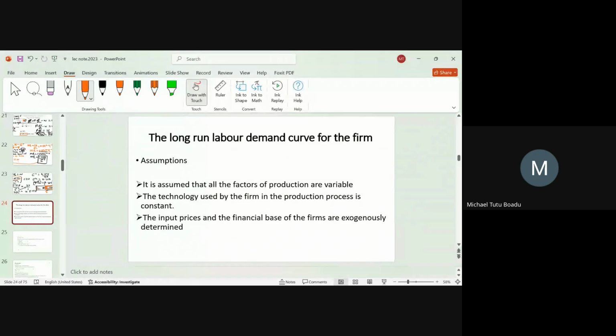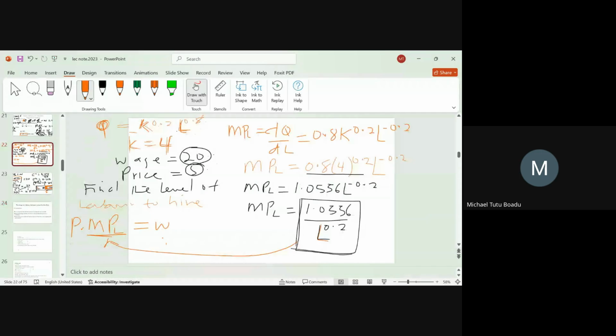In the theory of production, we've learned that in the short run, capital is fixed and labor is variable. That is why in the question here, I said K is 4. It's fixed at 4, but L can change. That is why we are looking for that L.